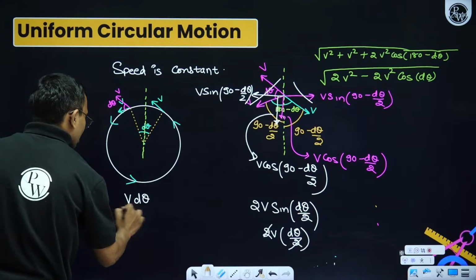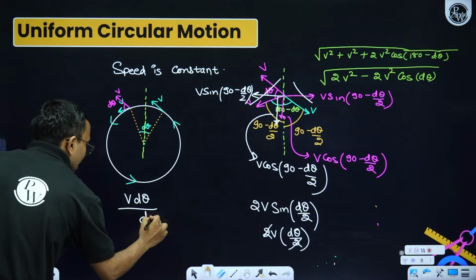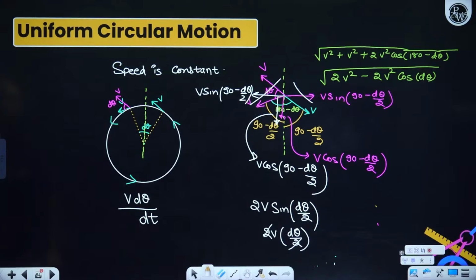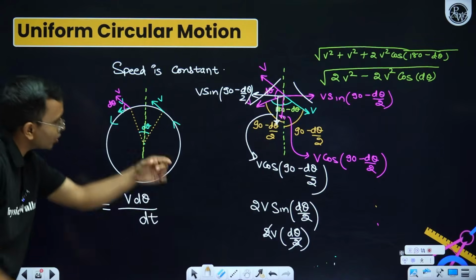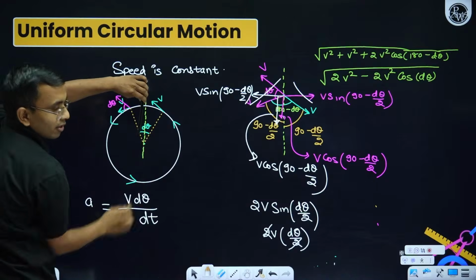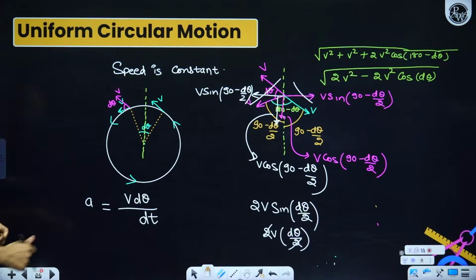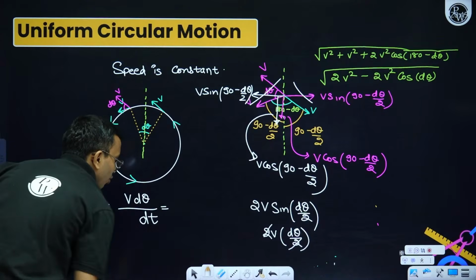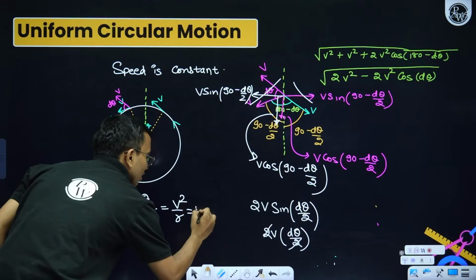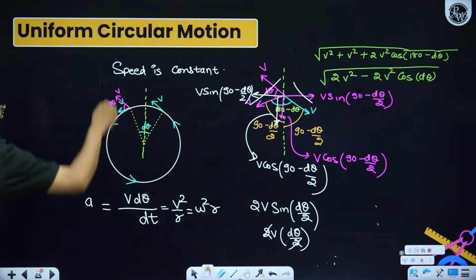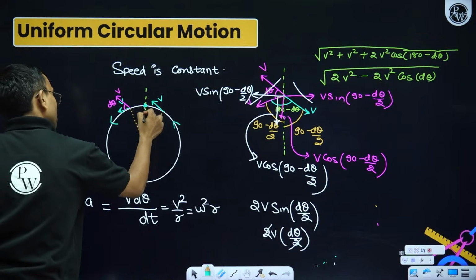V d theta is the change in the velocity, divided by the time it takes to cover it, which I am taking as dt. This is my acceleration. What is the direction of this change? The direction of this change is towards the center. Now d theta by dt is equal to my omega, and v is equal to r omega. Omega is v by r, so you can write this as v square by r or omega square r. And this acceleration is towards the center, because this resultant is coming along the bisector.